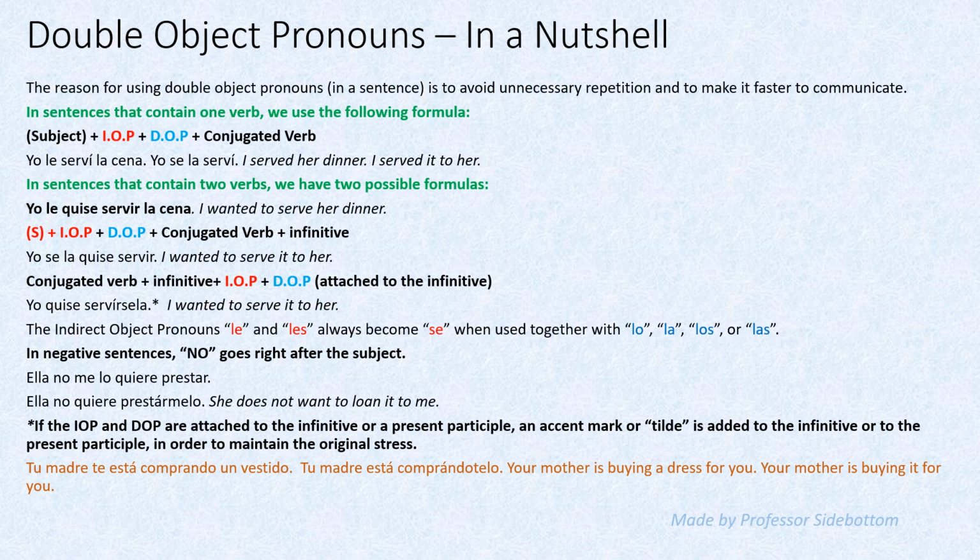In negative sentences, no goes right after the subject, as in ella no me lo quiere prestar or ella no quiere prestármelo. She does not want to loan it to me. If the IOP and DOP are attached to the infinitive or a present participle, an accent mark or tilde is added to the present participle or to the infinitive in order to maintain the original stress.